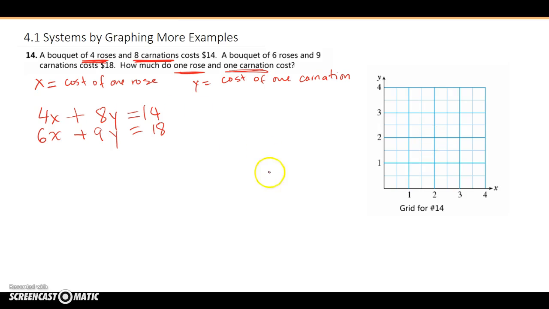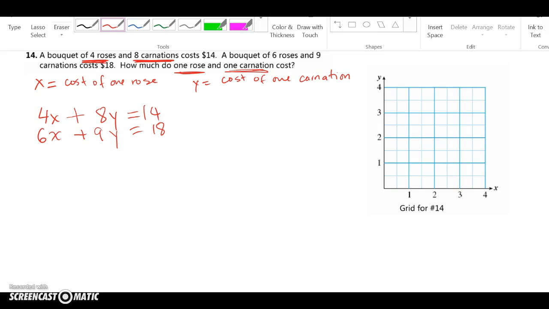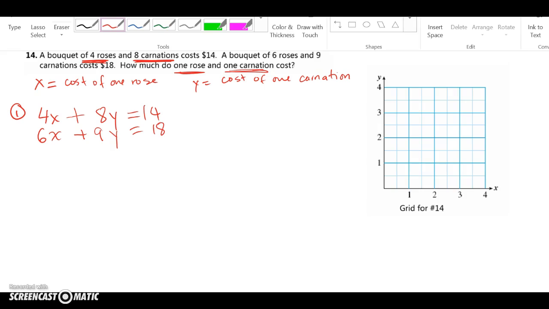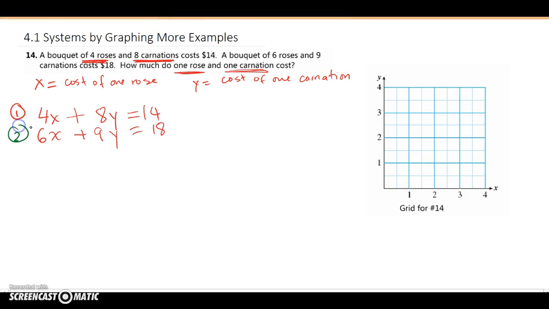So in order for me to solve this by the graphing method, I would like to get each of the y's alone by themselves. So I'll make them in different colors. We'll have the first one in red and the second one in green. And then we'll graph each one carefully and see what the solution is by the graphing method. So let's start with the first one.